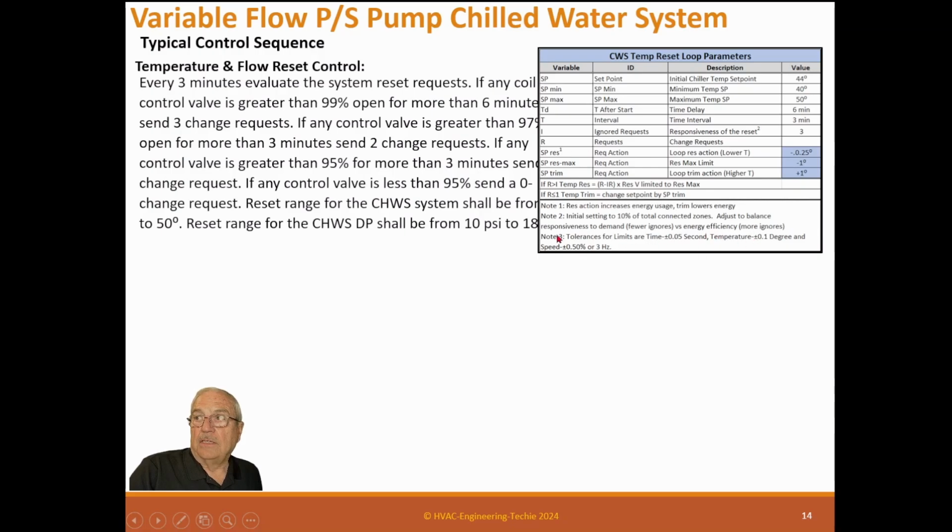And again, these tolerances are down here. Tolerances for time is a half a second. Temperature is 1/10 of a degree. Speed is 0.5% or 3 hertz. And that's the tolerances for these numbers.